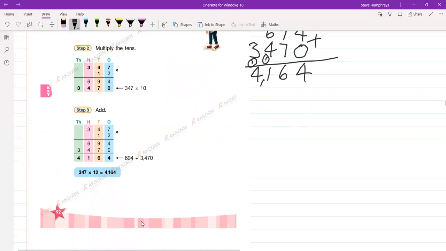And at the bottom of the page, 347 times 12 is 4,164. Same as my answer, so we must be doing it correctly. Check your answer with the book. Check your answer with me. If we've all got the same answers, we should be doing it correctly.